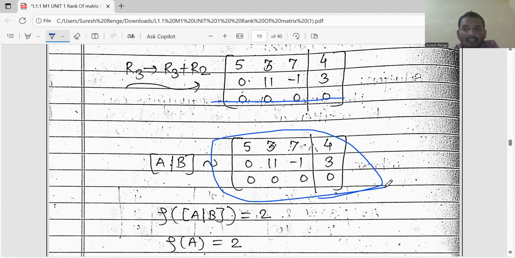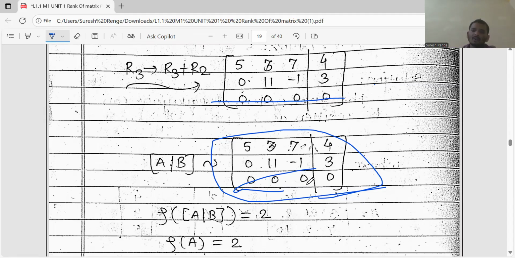Then what is the rank of the A augmented B matrix? If the matrix is in echelon form, the number of non-zero rows is called the rank of the matrix. Therefore, how many non-zero rows are available? 1 and 2. Two non-zero rows are available in the A augmented B matrix. Therefore, the rank of A augmented B is equal to 2.